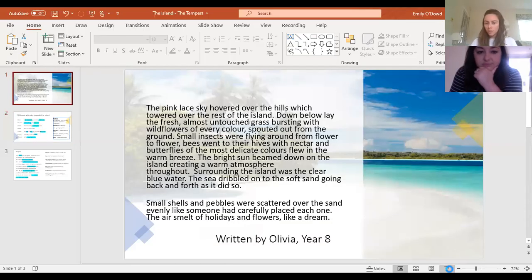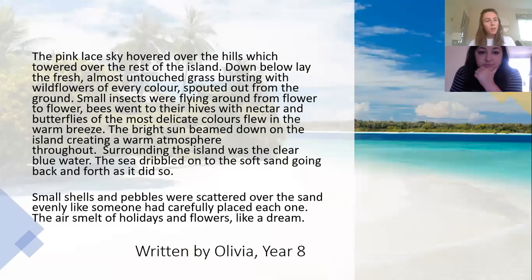Okay. So I'm going to start off by reading to you this extract from Olivia in my class. Thanks, Olivia. The pink lace sky hovered over the hills, which towered over the rest of the island. Down below lay the fresh, almost untouched grass, bursting with wildflowers of every colour, sprouted out from the ground. Small insects were flying around from flower to flower. Bees went to their hives with nectar, and butterflies of the most delicate colours flew in the warm breeze. The bright sun beamed down on the island, creating a warm atmosphere throughout.